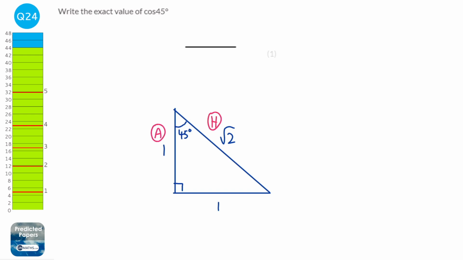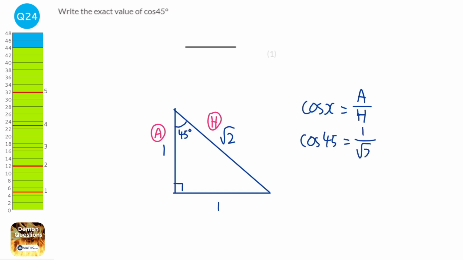Now we know from trigonometry that cos x equals a over h. The angle is going to be cos 45, and a is going to be 1, and h is going to be root 2. Now, this is a bit of a strange one with 1 over root 2, because we need to actually be able to rationalise the denominator. And basically what that means, if you haven't done surds yet, or you aren't doing surds, is you times the 1 by root 2. And so we end up with root 2 over 2.